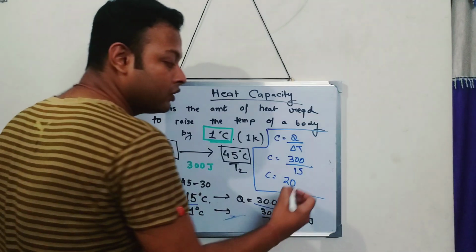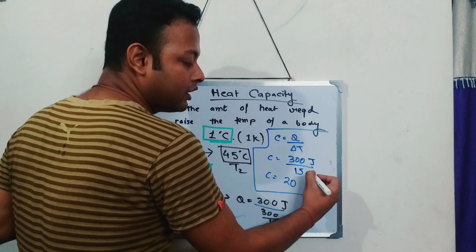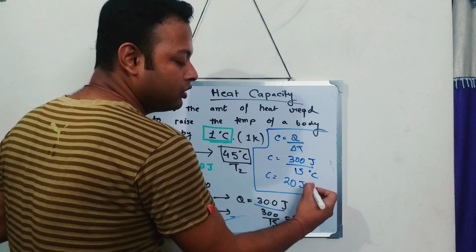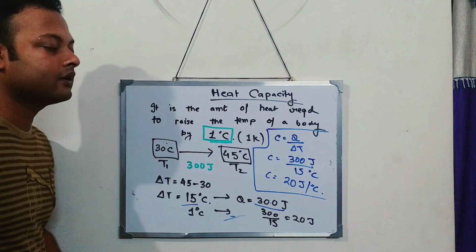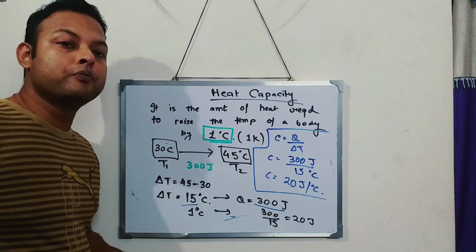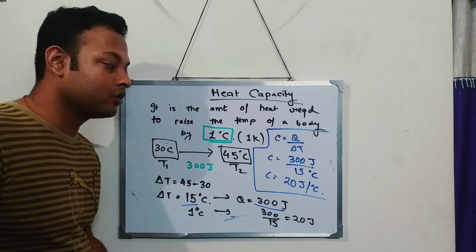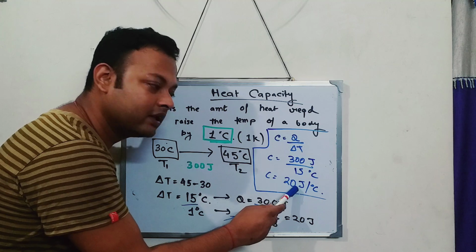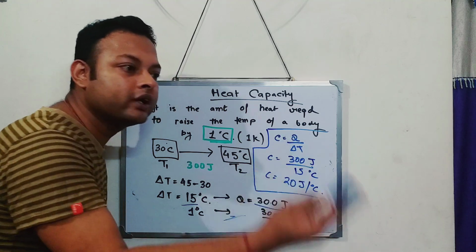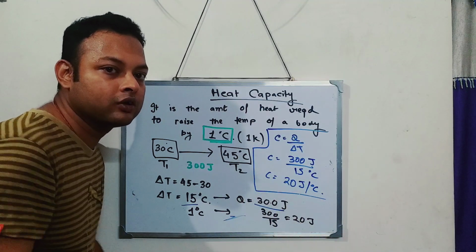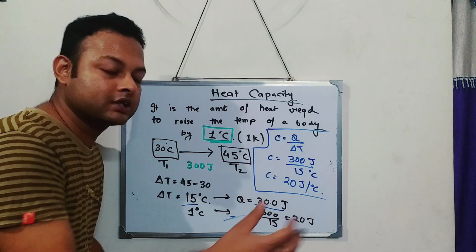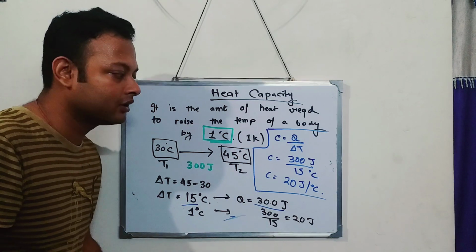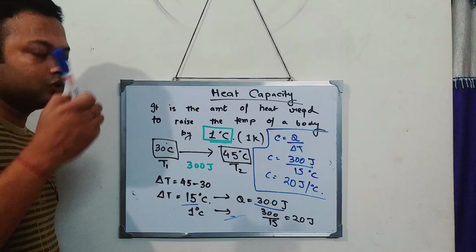And the unit of C is what I've told you. It is joule and it is per degree centigrade. So it is 20 joule per degree centigrade. So for 1 degree centigrade change, it requires a heat of 20 joule. For 2 degrees centigrade, 40 joule. For 3 degrees centigrade, 60 joule. So like that you think.